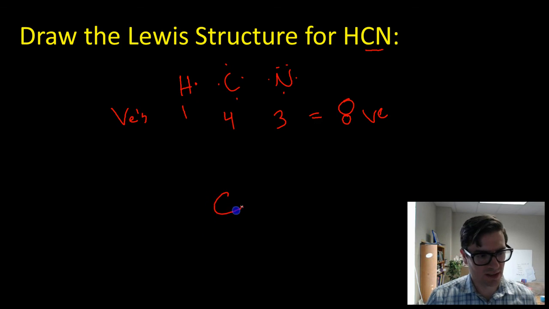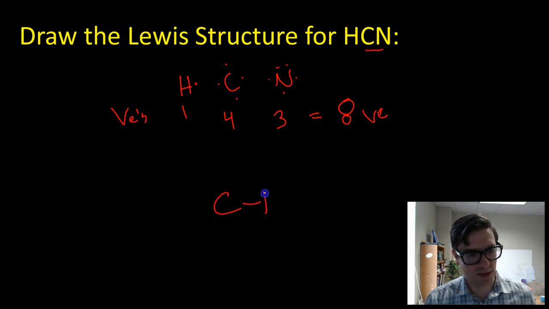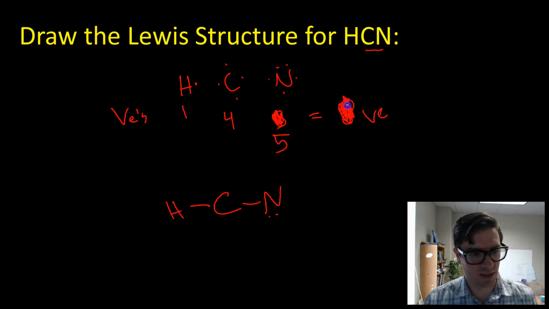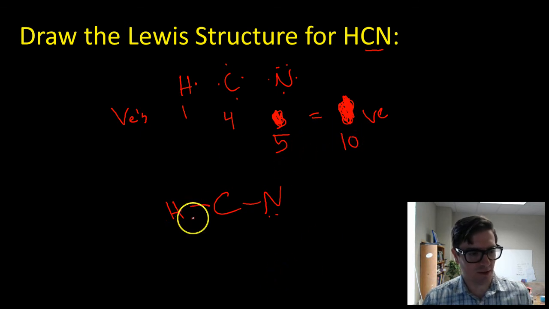Okay, so we're going to arrange these. Like I said, you usually put the carbon in the middle, nitrogen on one side, hydrogen on the other. Oh wait, math, not so good, sorry, we have 5 valence electrons there, I apologize, so we have 10 valence electrons altogether, so that means that we spent 2 on bonds, that means we have 6 remaining, and we put our valence electrons around there.